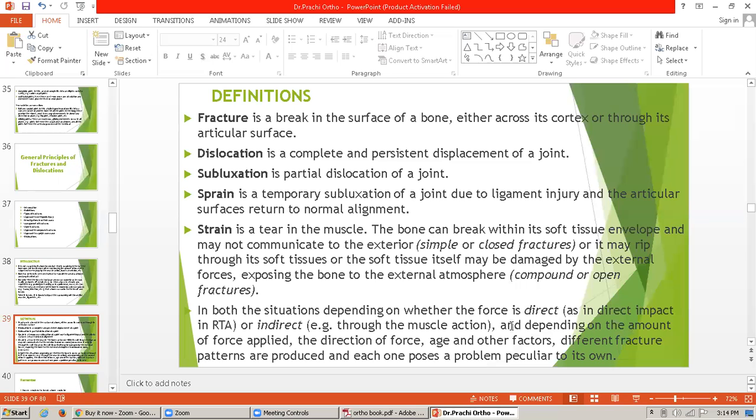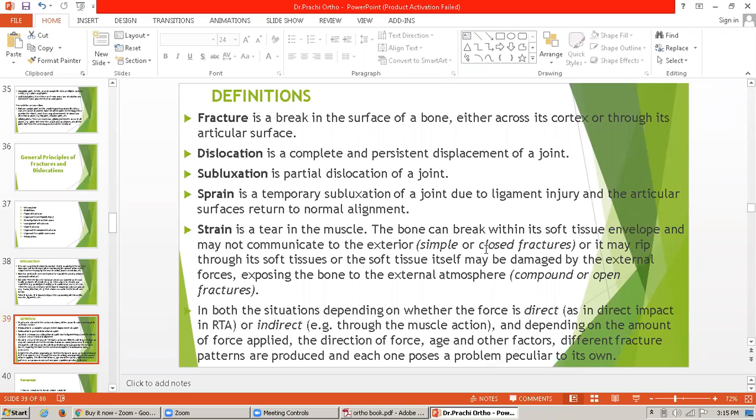And depending on the amount of force applied, the direction of the force, the age, and other factors, different fracture patterns are produced, and each one possesses a problem peculiar to its own. The bone may break within its soft tissue envelope and may not communicate to the exterior.